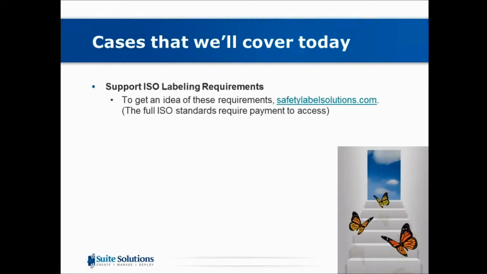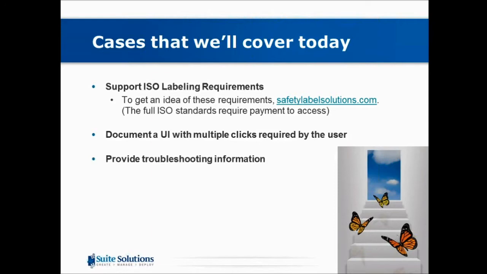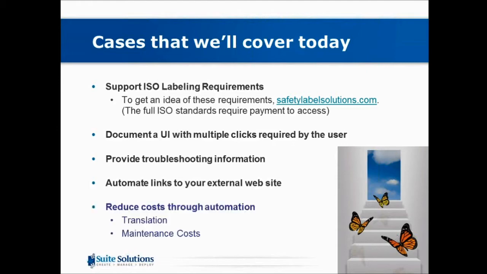So we're going to cover a few cases today. We tried to pick a few different ones that would speak to different people, if they have hardware or software, or fish tanks in one case. We'd like to see if we have content that we need to support the ISO labeling requirements, how we're going to do that. We want to think about documenting UI, which is probably a pretty common application. We want to think about providing troubleshooting information. We want to think about getting links to your external website, and we'll talk more about why you'd want to do that and what benefits or costs that could carry. And of course, we want to think about reducing costs through automation, which would be kind of an extra bonus of translation costs and certainly maintenance costs.